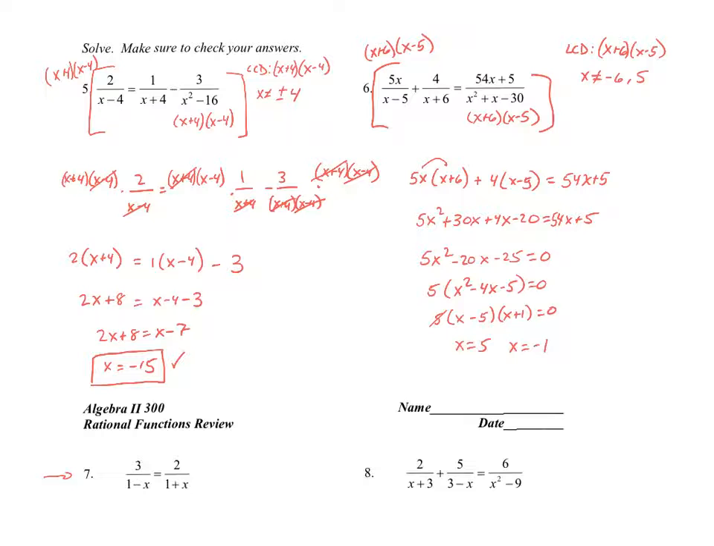Now, the 5 jumps right out at me because I remember that that is one of the restricted values that we identified earlier, so I have to automatically get rid of that answer. -1 is not a restricted value, so that is a legitimate solution. I'm going to plug that in to check, and lo and behold, we'll find that it works. So therefore, x equals -1.